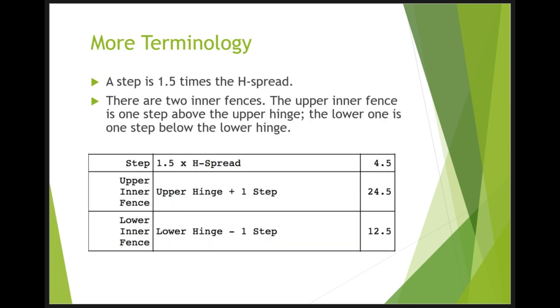Here we have 3 more important terms. A step is 1.5 times the H-spread. There are 2 inner fences. The upper inner fence is 1 step above the upper hinge. The lower inner fence is 1 step below the lower hinge. For the women, a step is 1.5 times the H-spread of 3 and equals 4.5. Recall that the upper hinge is 20, therefore the upper inner fence is 20 plus 4.5, which equals 24.5. The lower hinge is 17, therefore the lower inner fence is 17 minus 4.5, which equals 12.5.